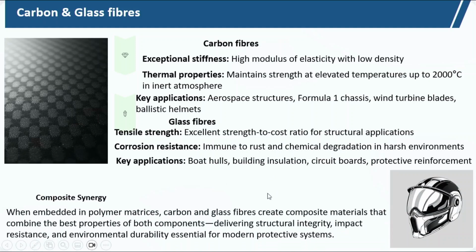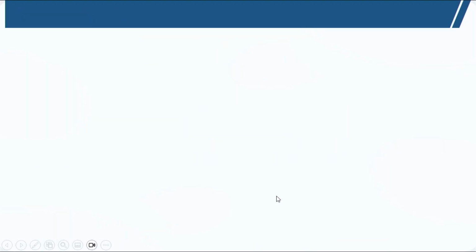And for composites, different types of carbon and glass combinations we can use depending on the application. So, glass and carbon fibers are basically used in many composite applications.